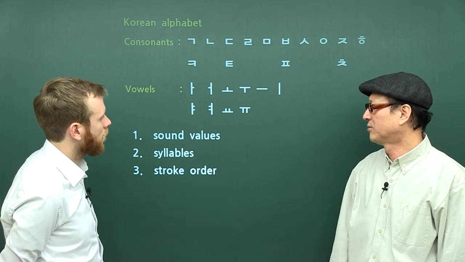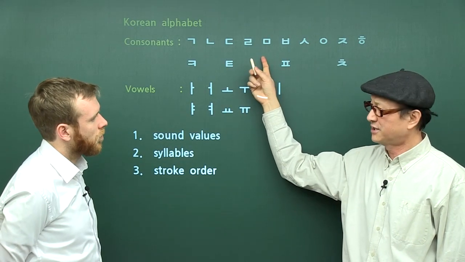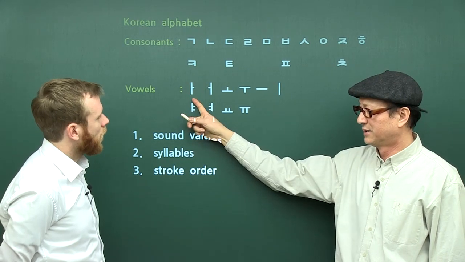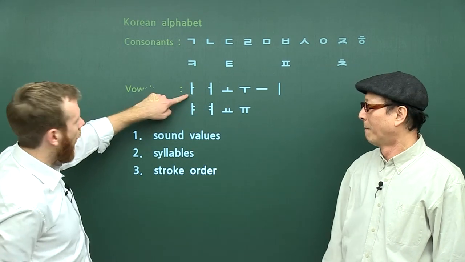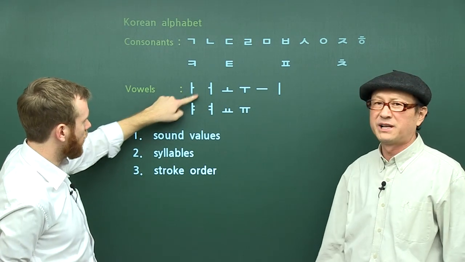그래서 to do the sound values of the consonants, maybe let's have this one. So we're going to use the ah vowel. So this vowel, it's always ah.